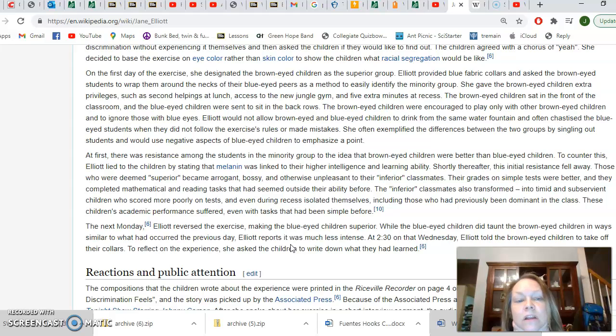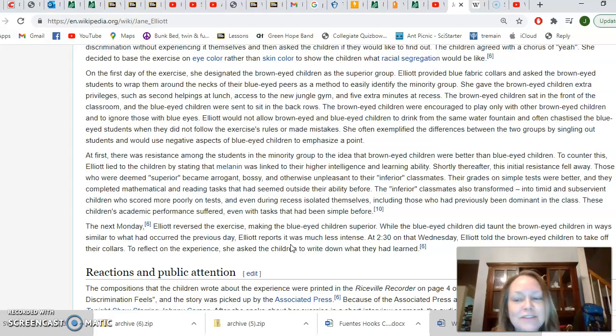And the blue-eyed got the privileges then and the brown-eyed didn't. And the test score difference persisted, but it wasn't as drastic as the first implementation of the exercise. And maybe that was because they were all starting to catch on that this didn't have to do with anything about them. It was just an external label put on them by the system. And then she stopped the exercise. And of course, she told them, none of this has to do with anything.